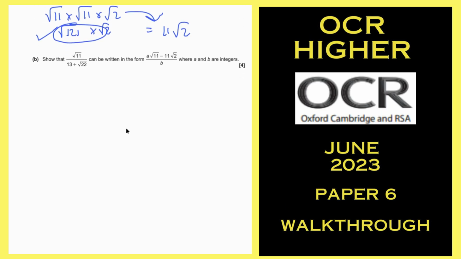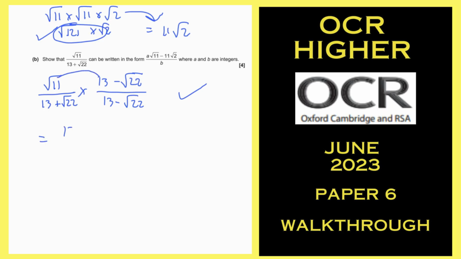Part B, we're rationalising. That means multiplying top and bottom by changing the sign of the denominator. We need to multiply by 13 minus root 22 all over 13 minus root 22. Mark for method. We now do top times top. Root 11 times 13.